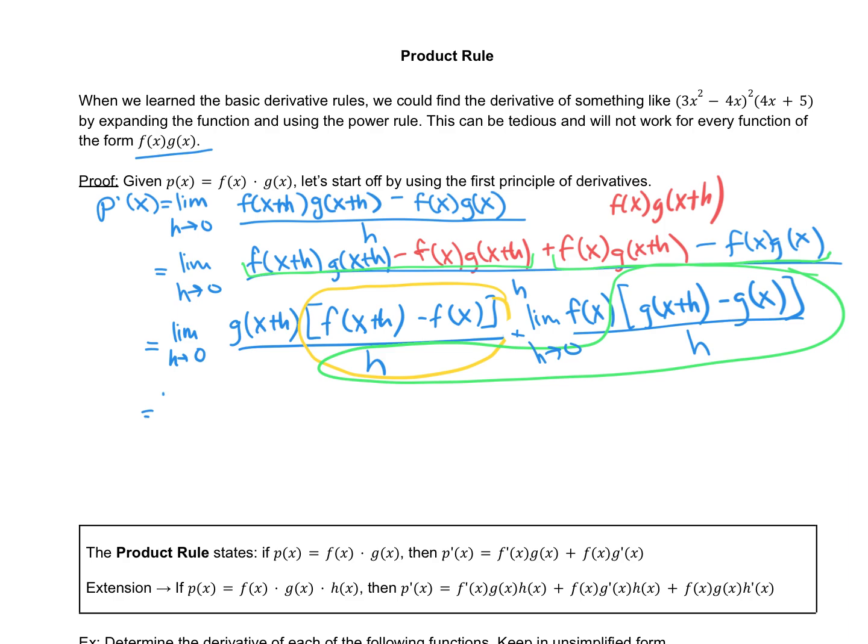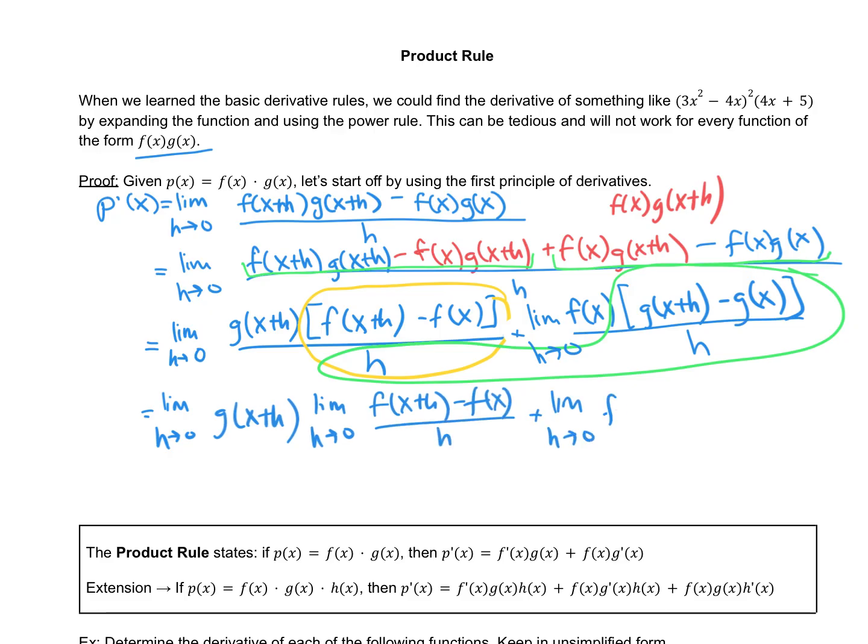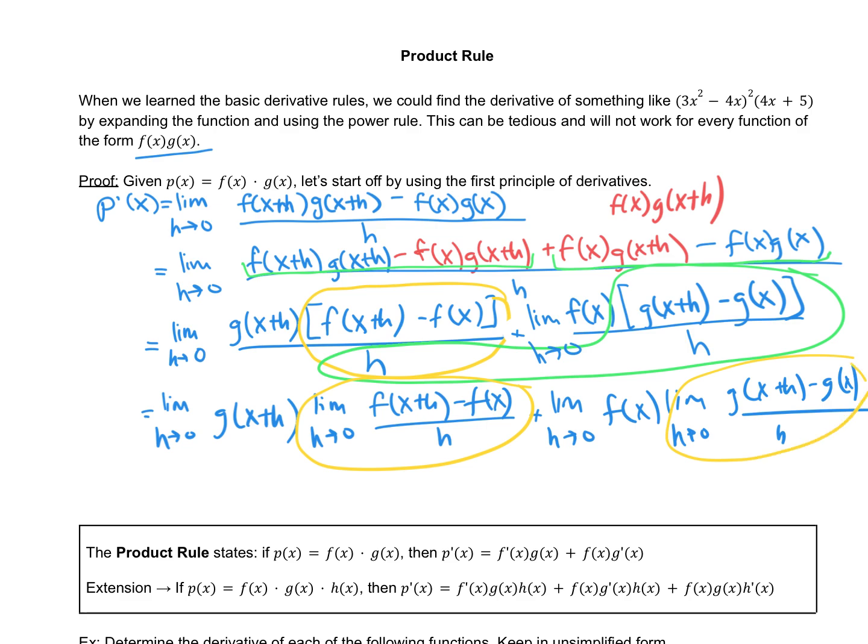So I'm going to have the limit as h approaches 0 of g of x plus h times the limit as h approaches 0 of f at x plus h minus f at x all over h plus the limit as h approaches 0 of f at x times the limit as h approaches 0 of g of x plus h minus g of x all over h. This is first principles, this is first principles. Those just represent the derivatives of those specific functions.